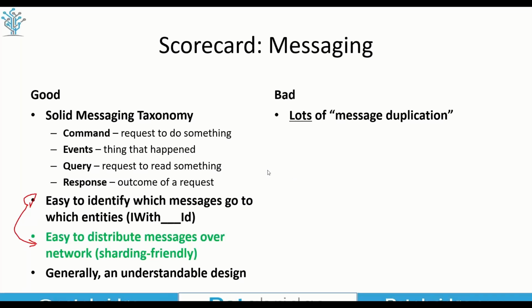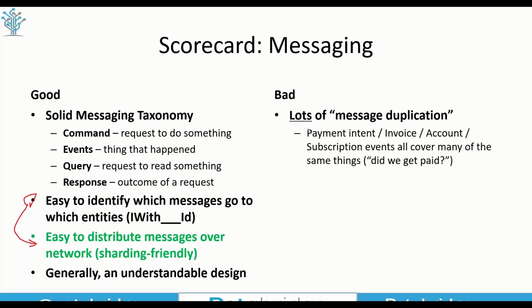But this design has more that's bad with it than good on net balance, in my opinion. The biggest thing is there's lots of message duplication. There's lots of different events that all say the same thing. Did we get paid? Or should someone need to pay us right now? And this is kind of a symptom of anemic actor design. When you start seeing this show up, you tried to fit too small of a thing into too big of an actor, basically is what that usually means.